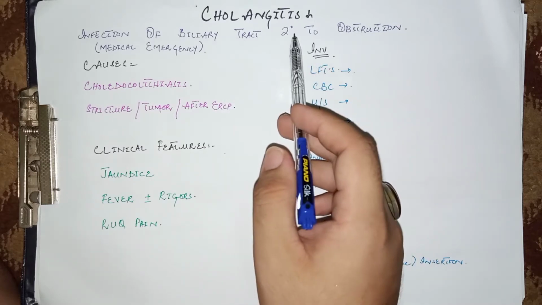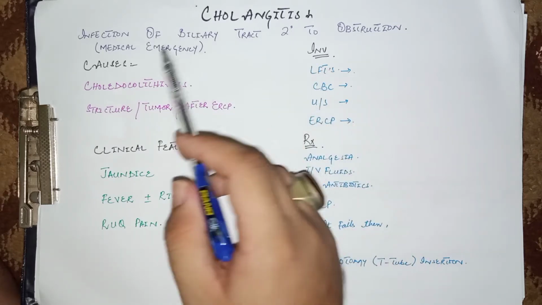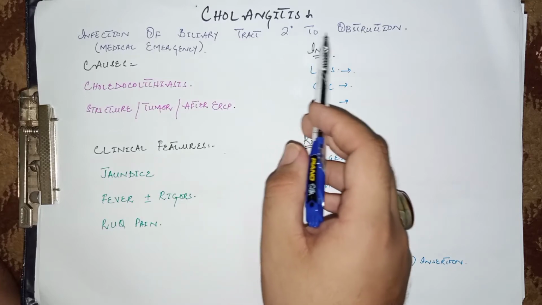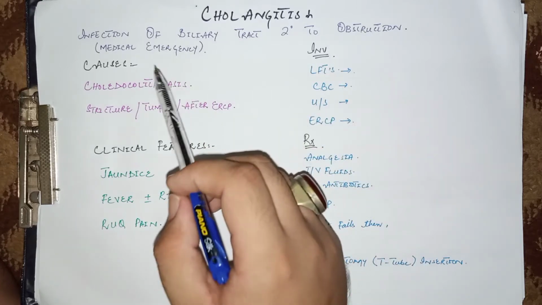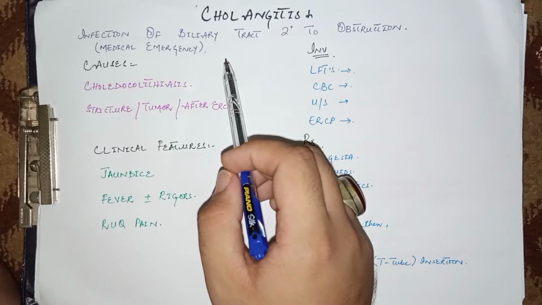Today we are going to talk about another very short topic in the gallbladder and biliary tract disorders, that is cholangitis. So what is cholangitis? It is an infection of the biliary tract secondary to obstruction in the biliary tract. It is a medical emergency and a life-threatening condition.